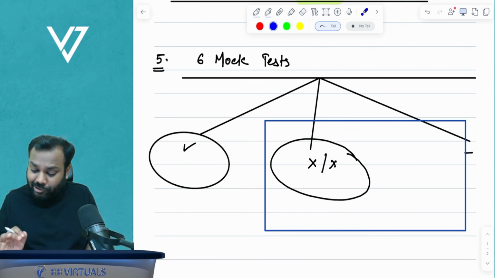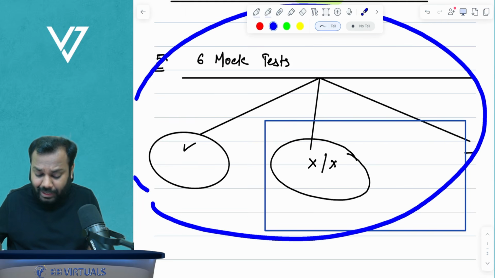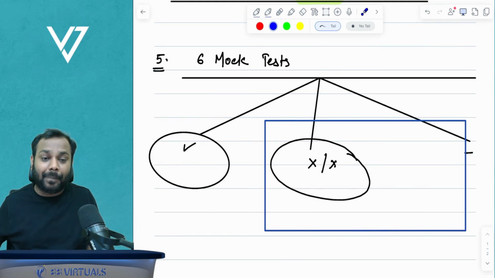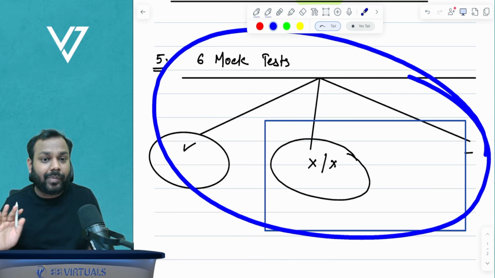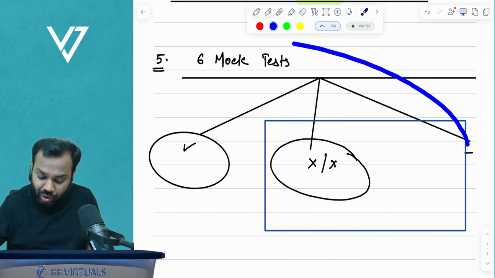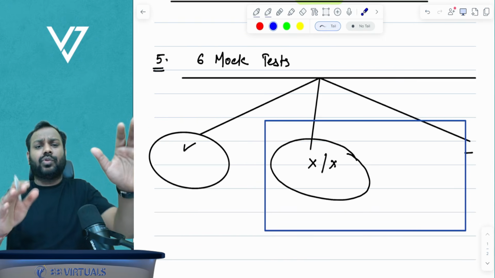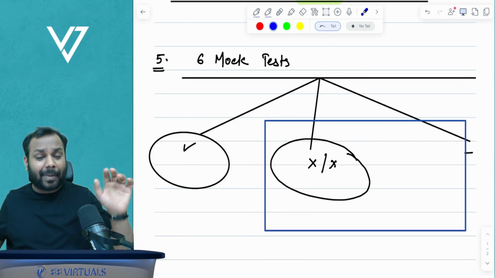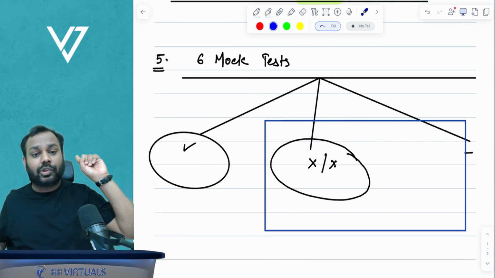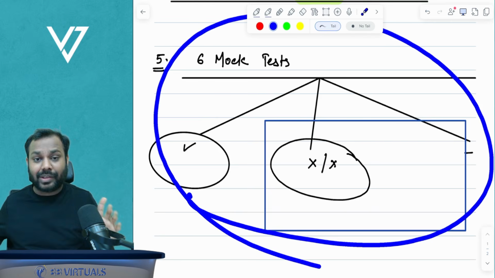Okay, and trust me, in my opinion, this was a factor which gave me a rank. If I would not have done this, I would not have got the rank. Okay, might be I would have scored somewhere in the range of 80, 85, but not the rank. To score a rank, this was the differentiating factor.